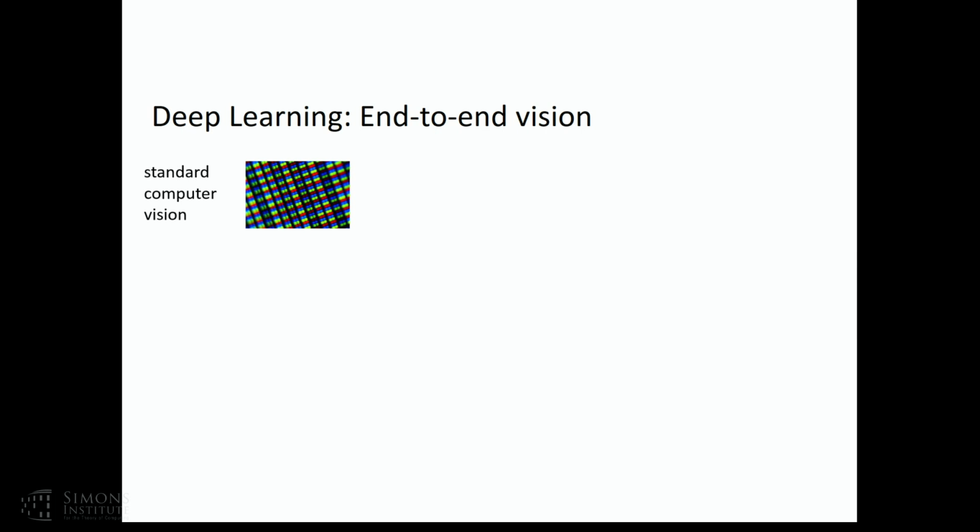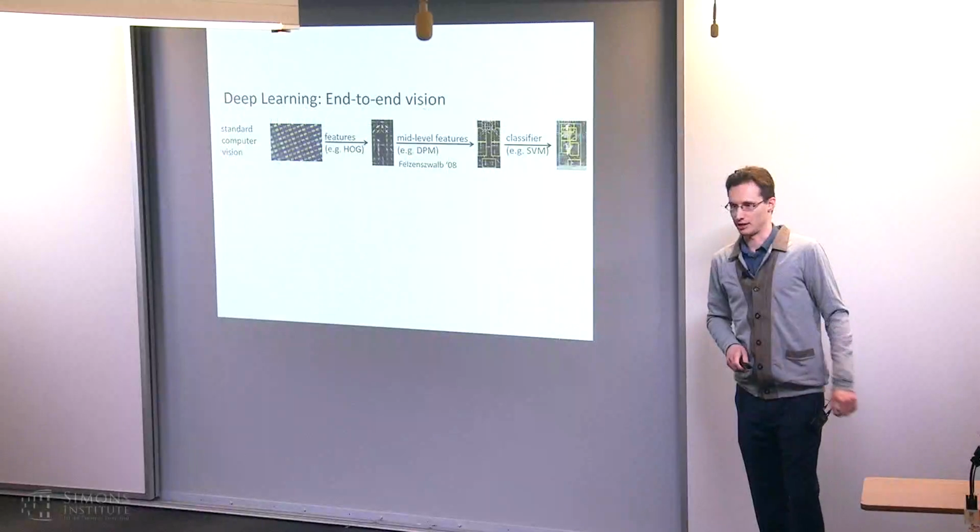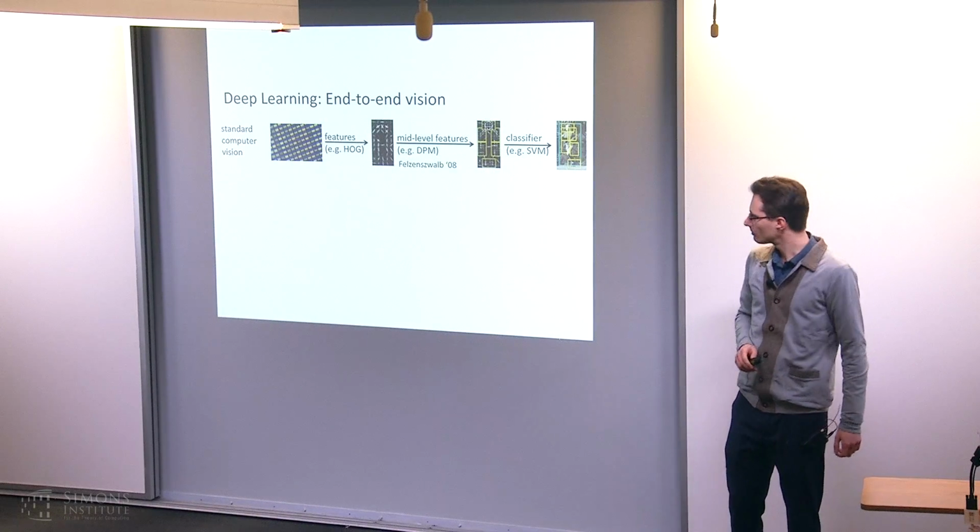You have an image that you give to the computer that consists of pixels, and then you're going to extract some features from this image, some hand-designed features like a histogram of oriented gradients. On top of those features, you might extract some other set of higher-level features like a deformable parts model. And then on top of these, you would build your classifier or detector, something that actually learns how to pick out the thing that you care about in the picture.